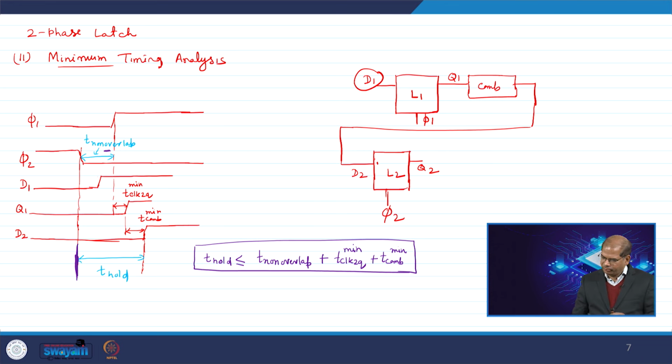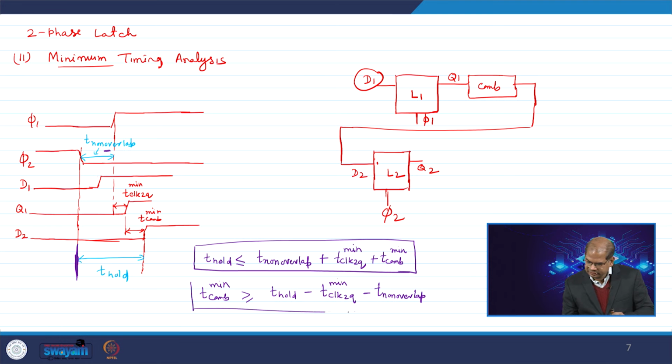So, what will be my combinational delay in this case? This t combinational minimum should be greater than or equal to t hold minus t clock to q minimum minus t non-overlap. So, this is my constraint in terms of combinational delay, what should be there. So, if your non-overlap time is larger, then there is less chance of having the hold violation.